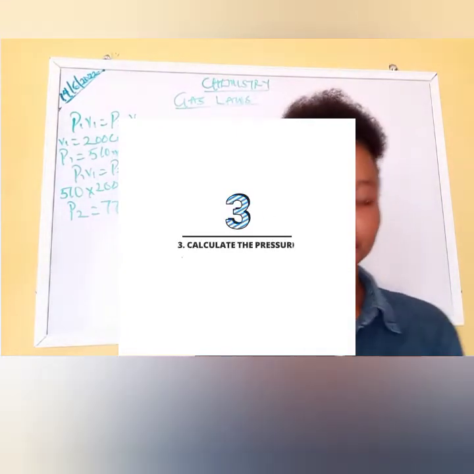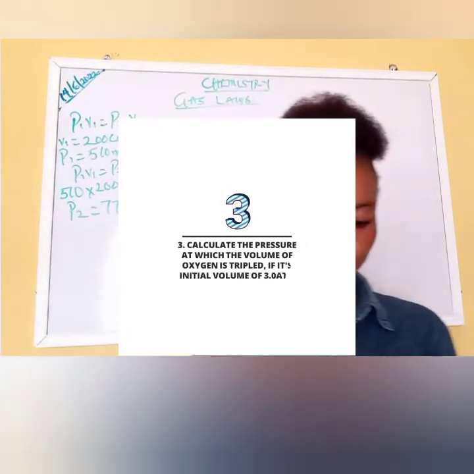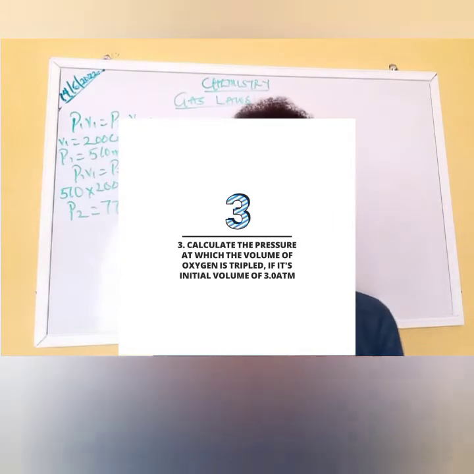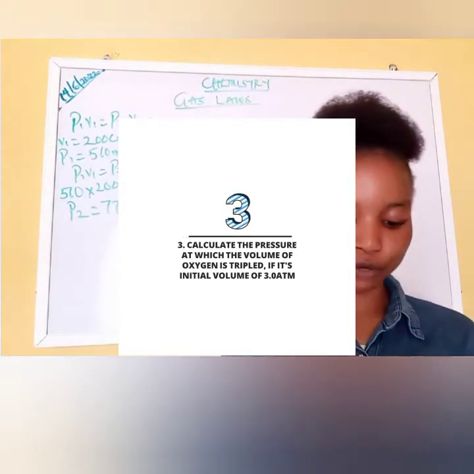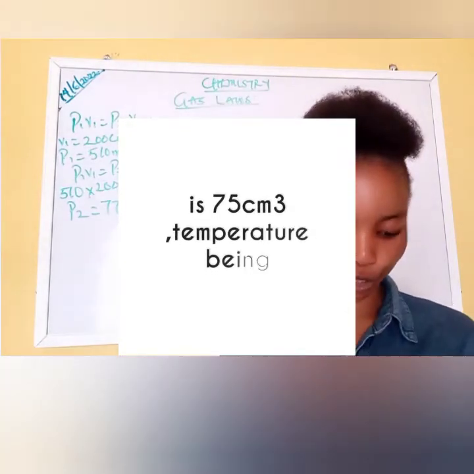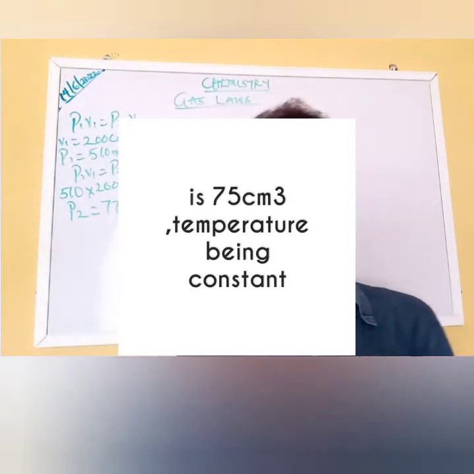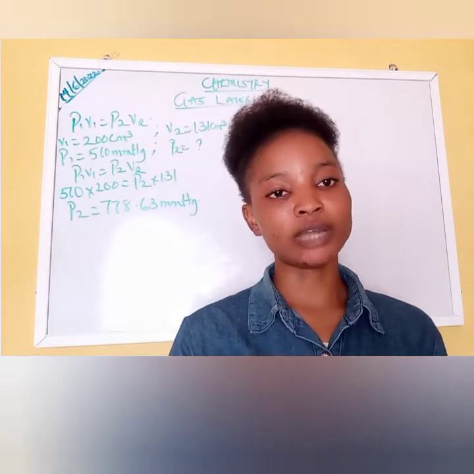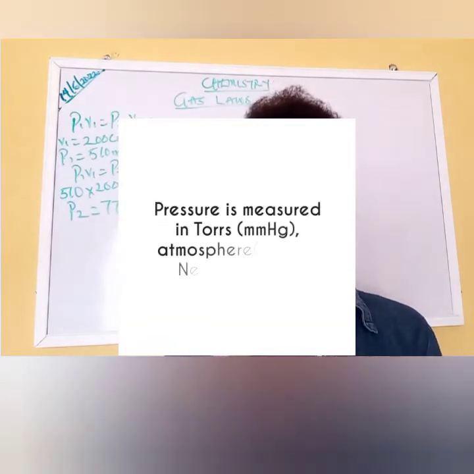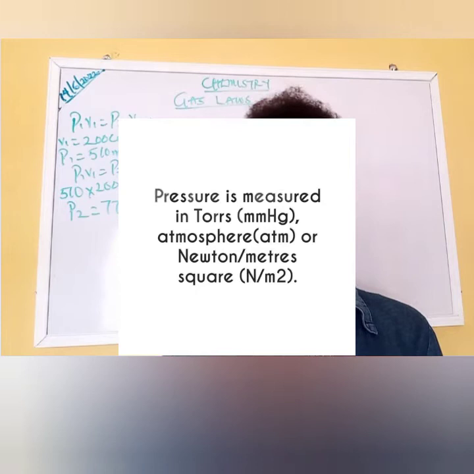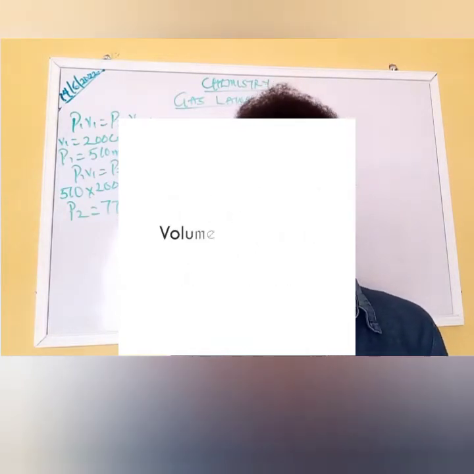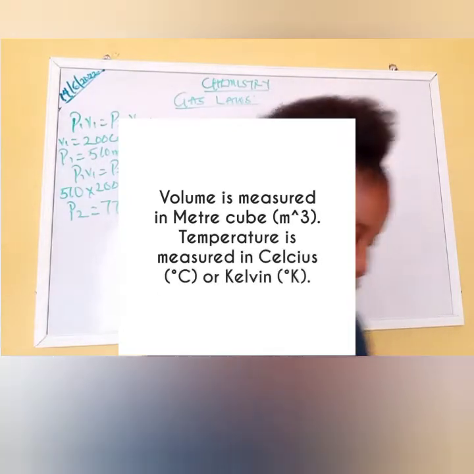Number 3 says: calculate the pressure at which the volume of oxygen is tripled if its initial volume of 3 atmosphere is 75 centimeter cube, temperature being constant. One thing I would also like to remind us is that pressure is measured in 3 units. We have millimeter mercury, we have atmosphere, that's ATM, and we have torr. Whichever one you come across, they are still talking about pressure.